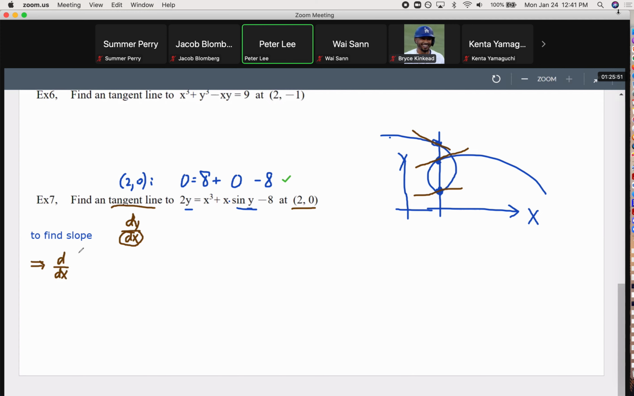d/dx to this, which is what? 2y. And then d/dx on the right side. So we have the equation, copy the equation, and then apply d/dx to both sides. That is, we will take the derivative of both sides with respect to x. It's x cubed, and then plus x sine y, and then minus 8.